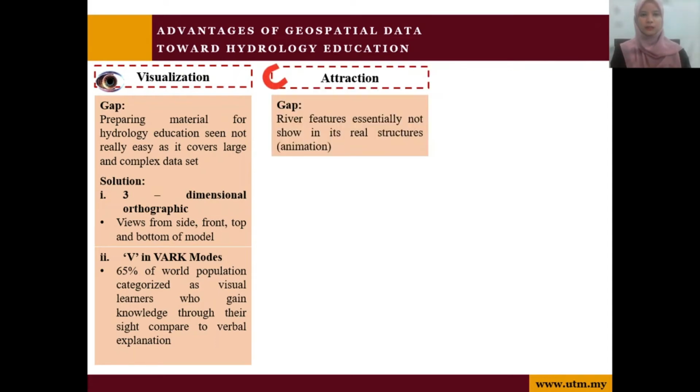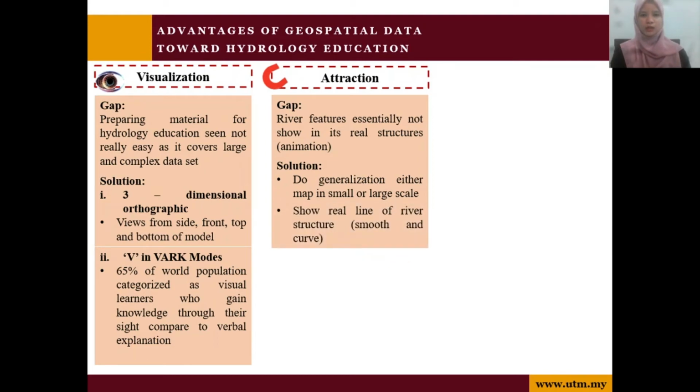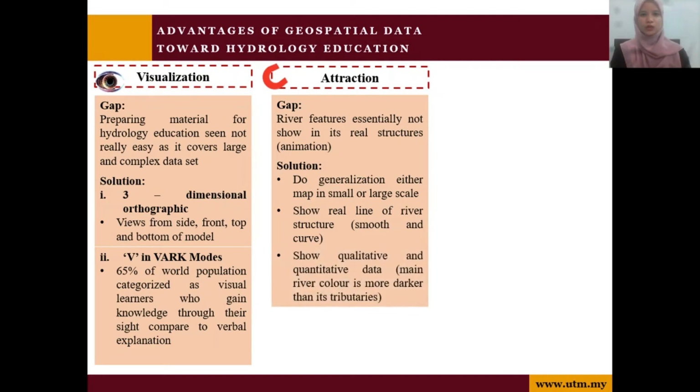Next is attraction. It's seen that most river features presented in the map or any hydrology book essentially do not show their real structure. Hence, with the competency of geospatial data, this attractive element can be developed, for instance, by applying generalization, either in small or large scale maps, showing the real line of the river structure that is smoothly and curvily designed, showing qualitative and quantitative data to differentiate the main river and its tributaries, and lastly, the unfamiliar symbols that are being used need to have a good explanation either in the legend or explanatory text.